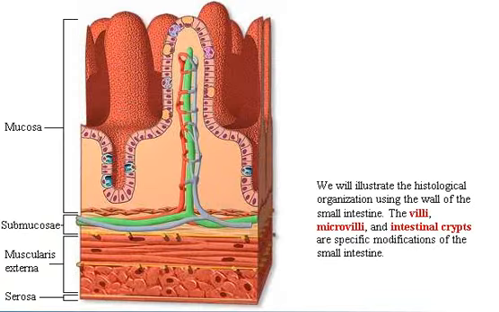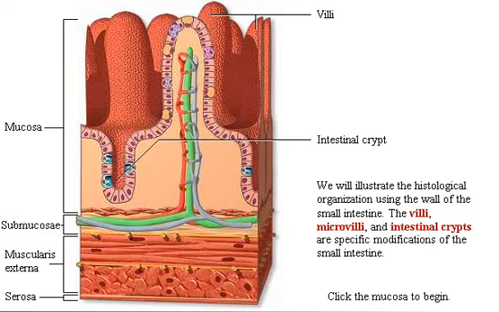We will illustrate the histological organization using the wall of the small intestine. The villi, microvilli, and intestinal crypts are specific modifications of the small intestine. We will describe other regional modifications as we move through the tract. Click the mucosa to begin.